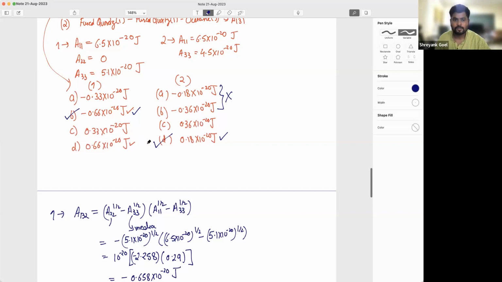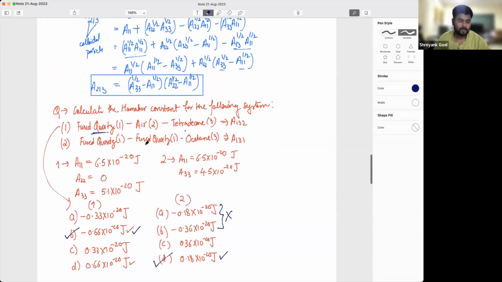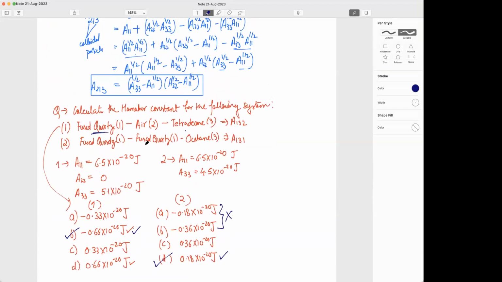So any doubt in this till now, about what we have discussed about the Hamaker constant? Sir, a doubt: when the medium is kept between two particles, how does it affect the Hamaker constant, sir?